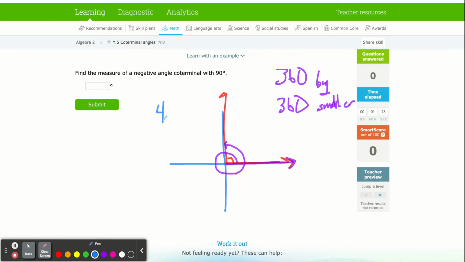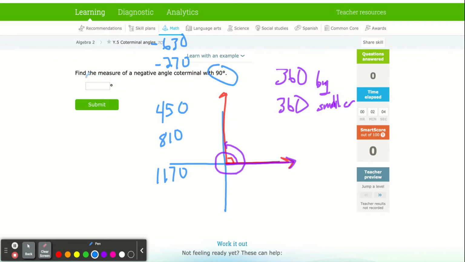One would be 450, because I'm adding 90 to 360. I could add 360 again and get 810. I could add 360 again and get 1170. I could also subtract 360 from 90. If I subtracted 360 from 90, I'd get negative 270. I could subtract 360 again and get negative 630, and so forth and so forth. All those are coterminal to a 90-degree angle.